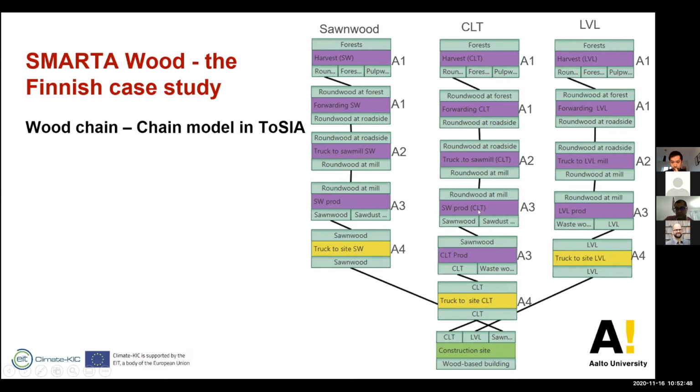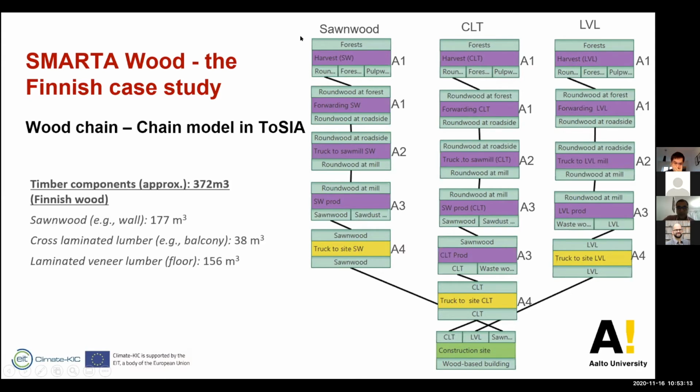A similar supply chain is also used for CLT, but for CLT, from the sawmill it goes to the CLT factory, and then CLT production and transport to the construction site. And LVL is also similar to sawwood, but it doesn't go to a sawmill. There is an LVL mill, so it goes to the LVL mill, and from there, passing through the production process, it goes to the construction site. And we have collected data for all the indicators for each of these processes: for the harvesting process, for transportation, for production, and then for transportation.